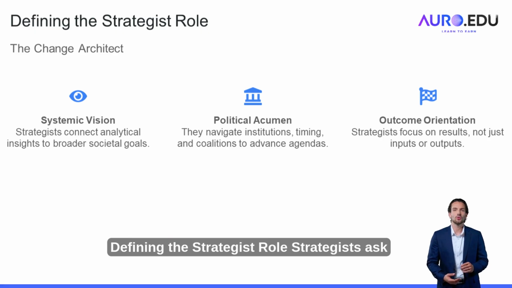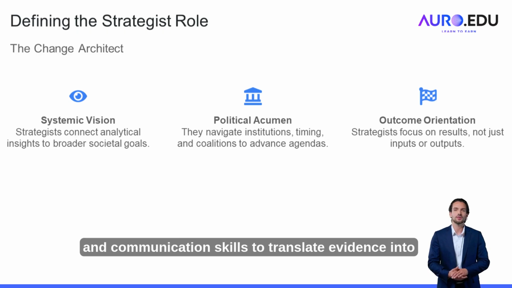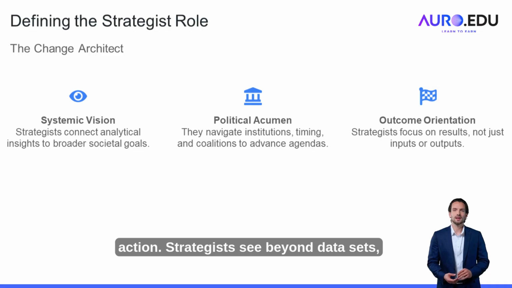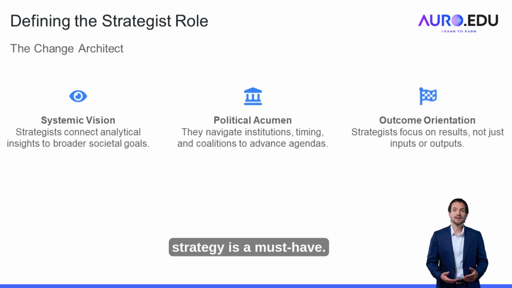Defining the strategist role. Strategists ask the bigger questions: how, when, and for whom. They use political acumen, institutional knowledge, and communication skills to translate evidence into action. Strategists see beyond data sets, connecting policies to values and people. They set agendas, build coalitions, and shape outcomes. In today's complex world, strategy is a must-have.